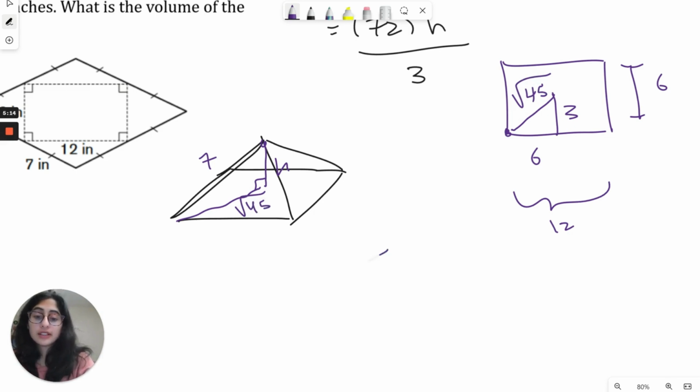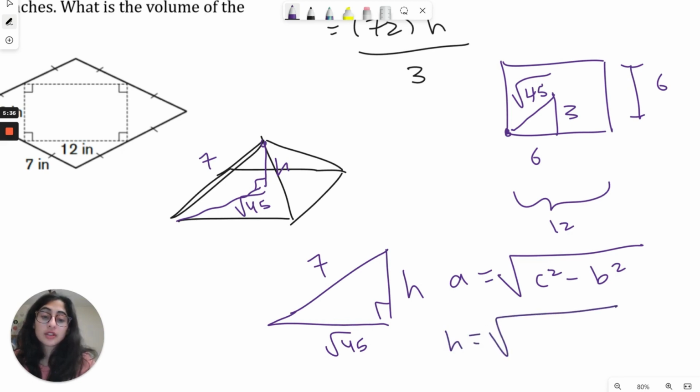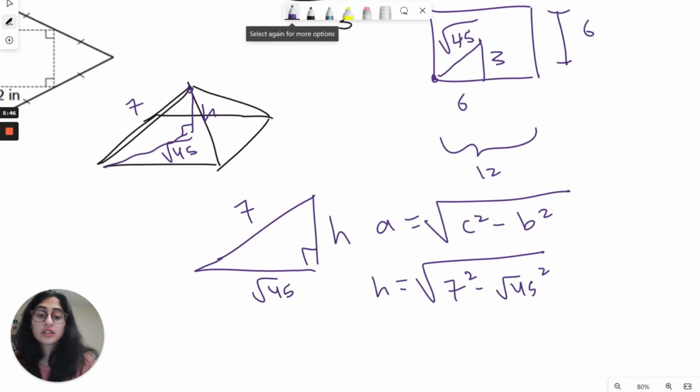And knowing that, we can easily use the Pythagorean theorem to find the height, this leg. So the square root of 45, 7. We have a squared plus b squared equals c squared, right? But that means any leg, like a, is just going to be equal to c squared minus b squared. So to find this one leg h, we're going to say h is equal to the square root of 7 squared minus the square root of 45 squared. Now that's equal to 49 minus 45 inside of the square root, which is equal to 4. So h is equal to the square root of 4, which is 2.